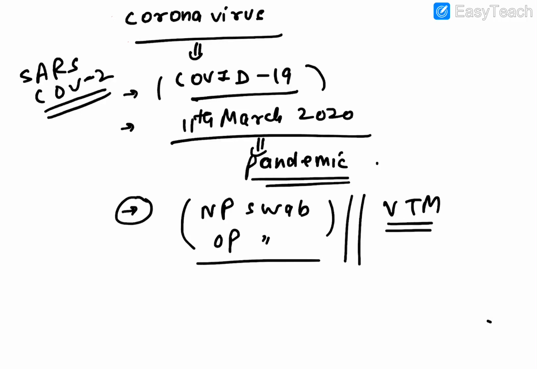You can order them from the market, and at your site, in the lab and all, lab personnel can help you collect the sample in the VTM, like what the labs are doing. They take the sample and put it in the VTM, and if you don't want to process it at that time, you can put it in the refrigerator and process the sample later on. So nasopharyngeal swab and oropharyngeal swab are the famous ones being taken nowadays, and they are put in the VTM, which is termed as viral transport media.